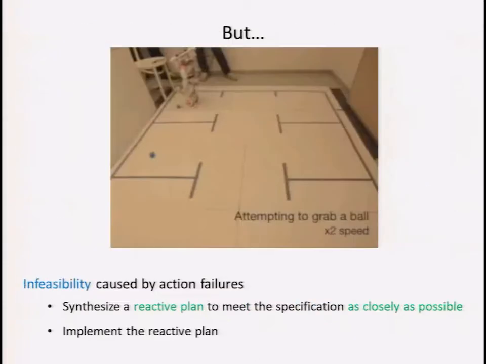But the actions sometimes fail. The robots sometimes just don't do what we assume them to do, like here when the robot did not grab a ball. So it happens that the task might become infeasible. Our goal in that case, in this paper, is to synthesize a reactive plan to meet the specification as closely as possible. If it's possible, do it fully.